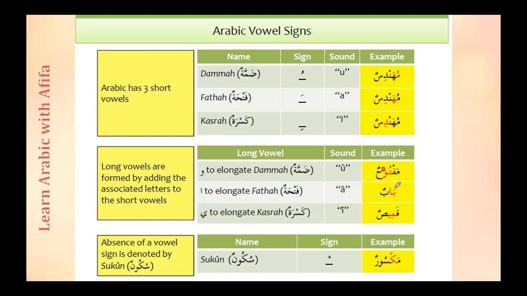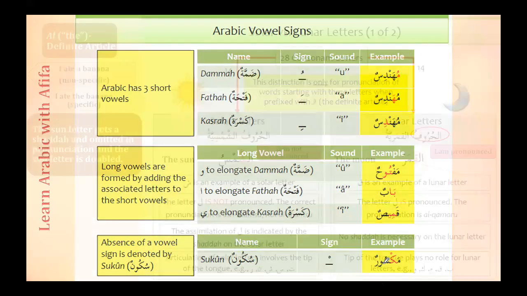Here, there's a fatha followed by an alif, sukoon. So you make the sound a little bit longer, babun. And here, kasra followed by a ya sukoon makes the sound longer, qamisun. Those are long vowels, and we will discuss this in more detail in our next class, inshallah. And here is the sukoon that we have already talked about before, maksurun.